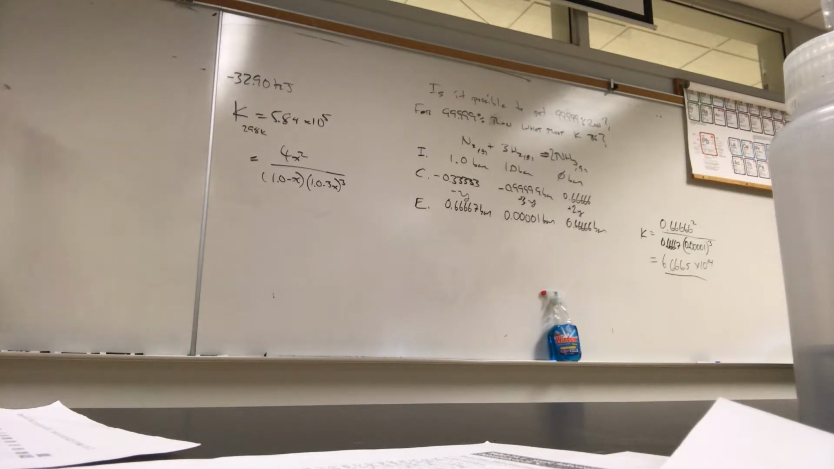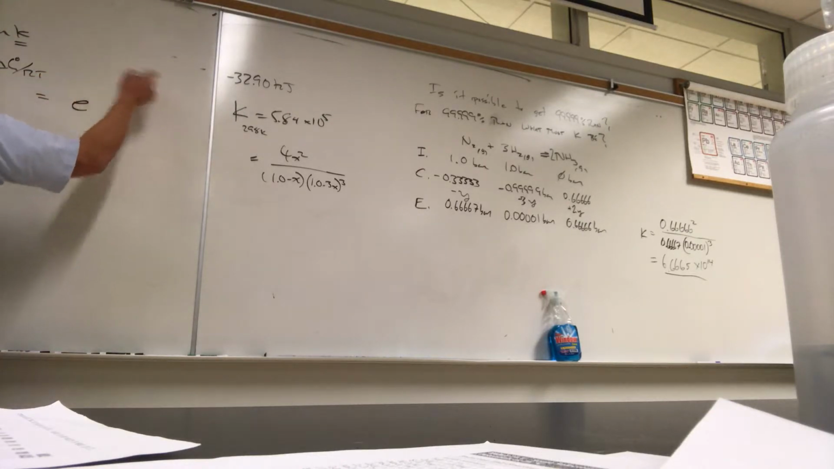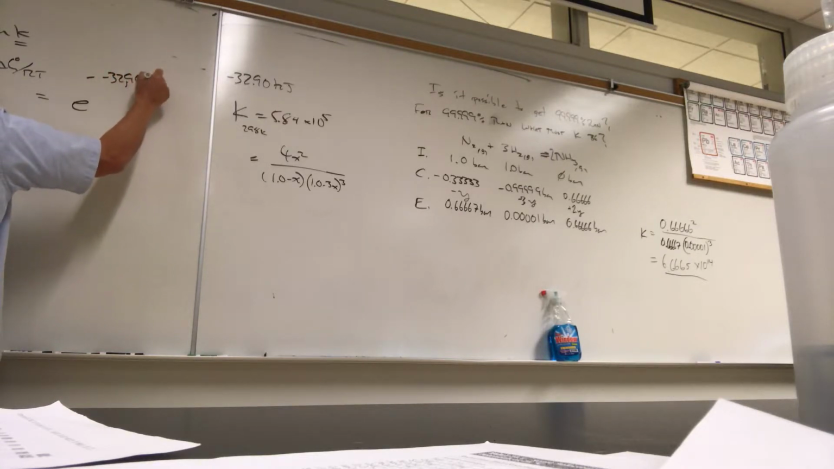Sure, I can get that K value, because I've seen it before. I've seen that delta G naught is equal to minus RT ln of K. So I just plug in: I have my K, I have my delta G, I just solve for T. So T is equal to e to the minus delta G naught over RT, which is... well, delta G naught is minus 32.90 kilojoules. Let's convert that into joules.